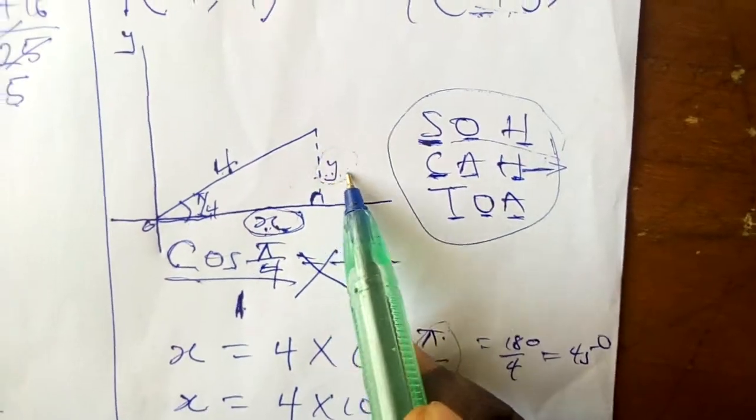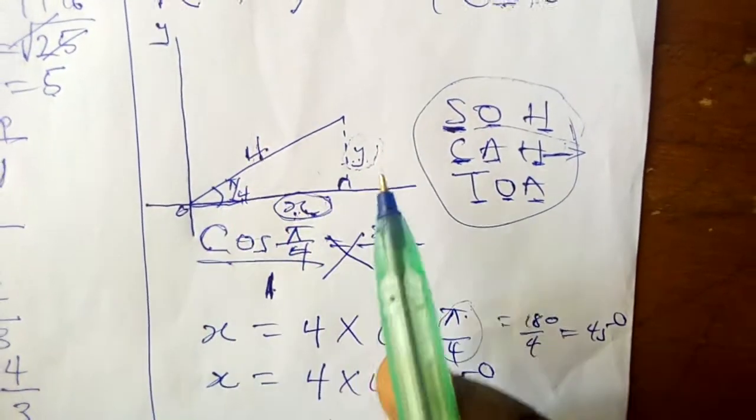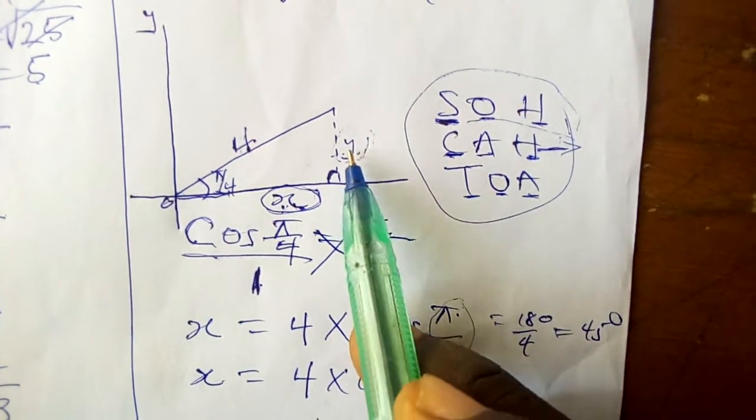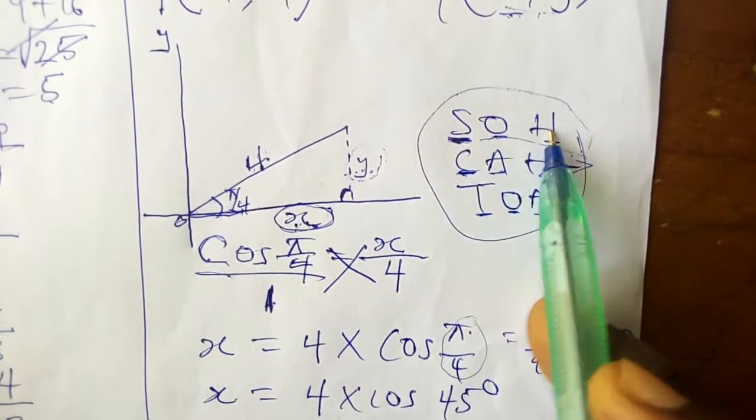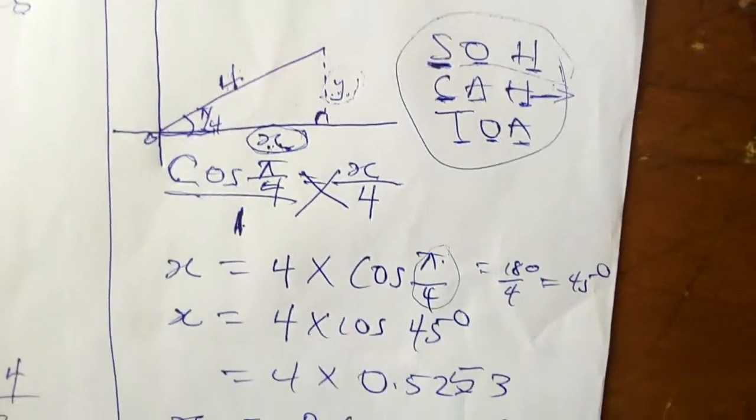Now calculating for my y, from this diagram here, my y is needed. How can I get my y when I'm being given just these two? My y is my opposite. I have opposite and hypotenuse, and opposite is what I'm looking for. That means I'll be using sine. So my y will be equal to what?